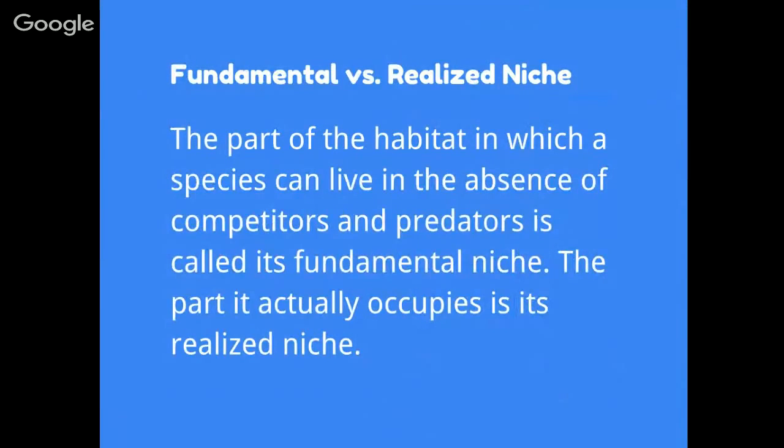So we want to talk about fundamental versus realized niche. The part of the habitat in which a species can live in the absence of competitors and predators is called its fundamental niche. In reality, it's going to be interacting with a lot of different organisms, so the part it actually occupies is its realized niche, meaning when you talk about realizing your dream, for example, you are actually doing that dream, you're doing those actions. So this is what the species is actually doing. It may be capable of filling different roles or occupying different parts of a habitat. However, what it's actually doing is its realized niche.